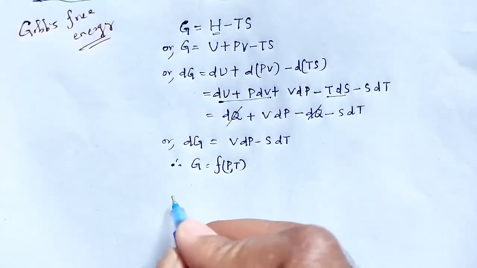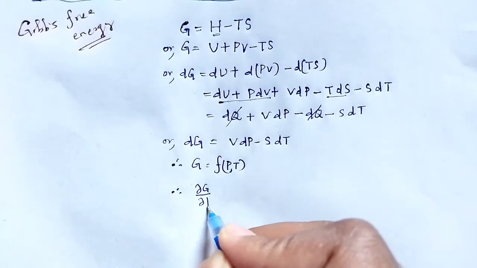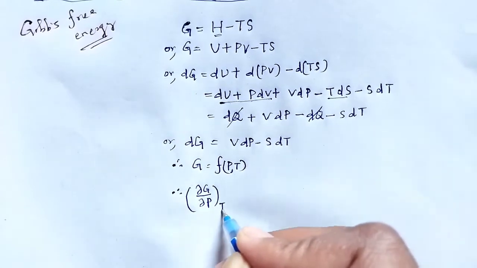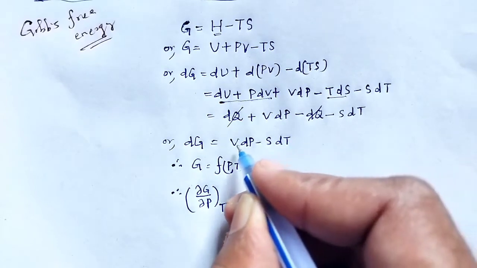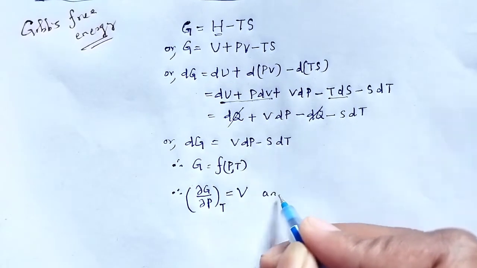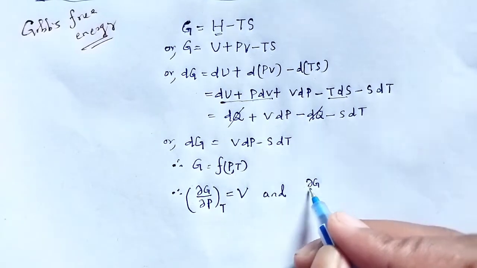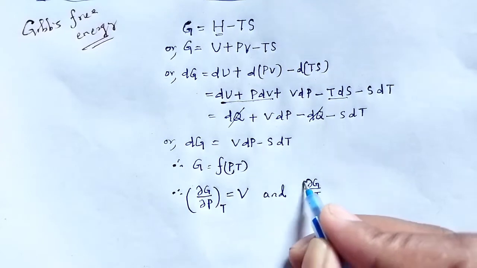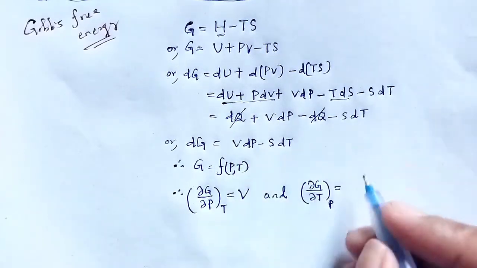Now it has two partial differentiations. So del g by del p at constant temperature, that term will be 0, it will be v, and del g by del t at constant pressure, that term will be 0, that is minus s.